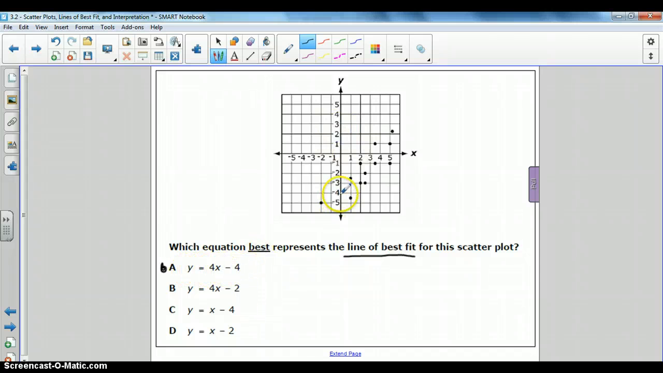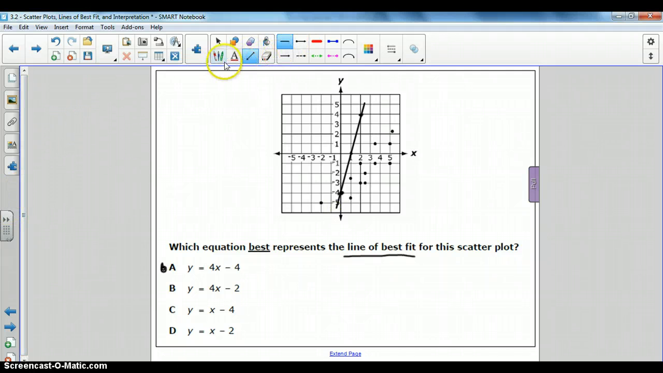So we'd start at -4 because that is our y-intercept, and our slope is 4 over 1. So we're going to count up 4 boxes, 1, 2, 3, 4, over 1. 1, 2, 3, 4, over 1. And that would be that line.